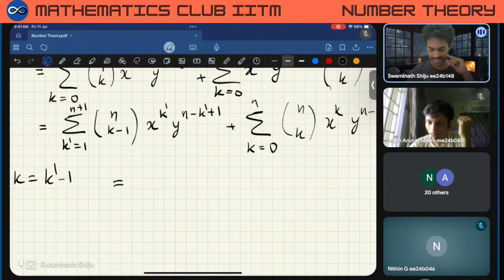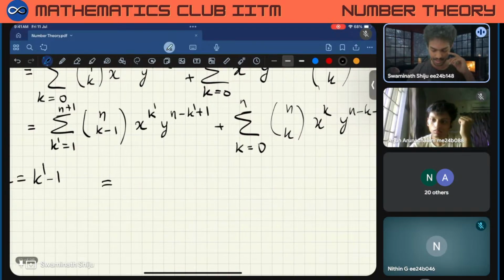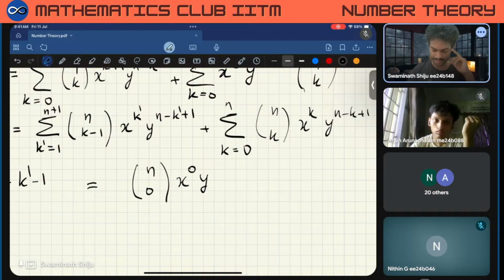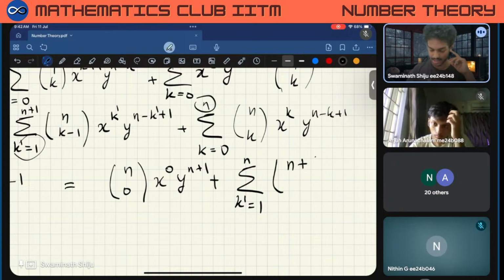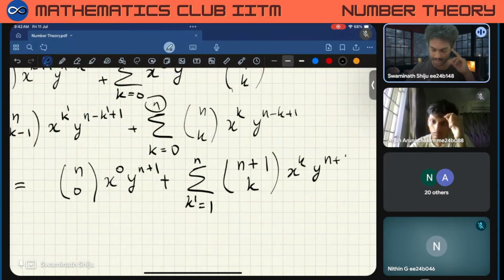Like for k dash equal to 0, you'll have a term from this. So it'll be like this: n choose 0, x to the power 0, y to the power n plus 1, plus. Now this is from 1 to n because both the indices are there. You'll get simply Pascal's identity. So n plus 1 choose k, x power k, y power n plus 1 minus k.